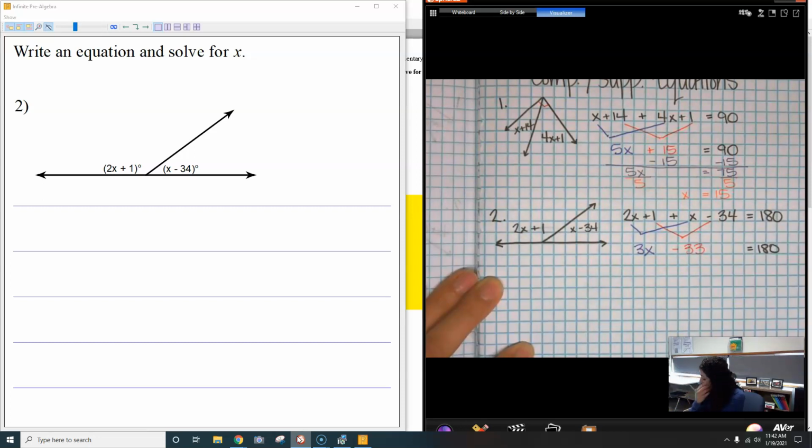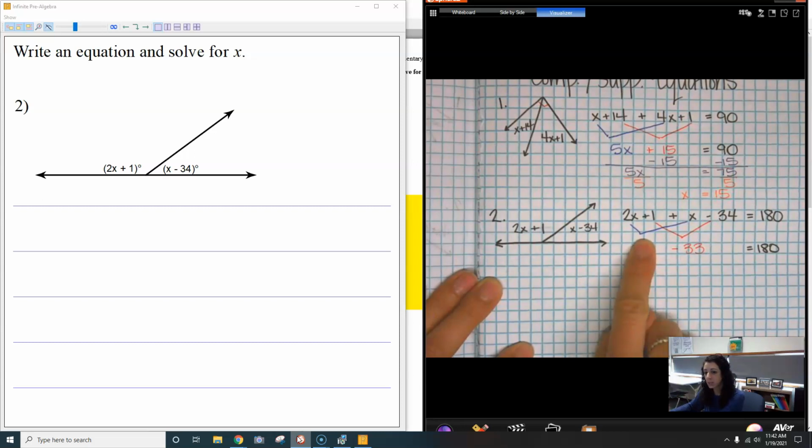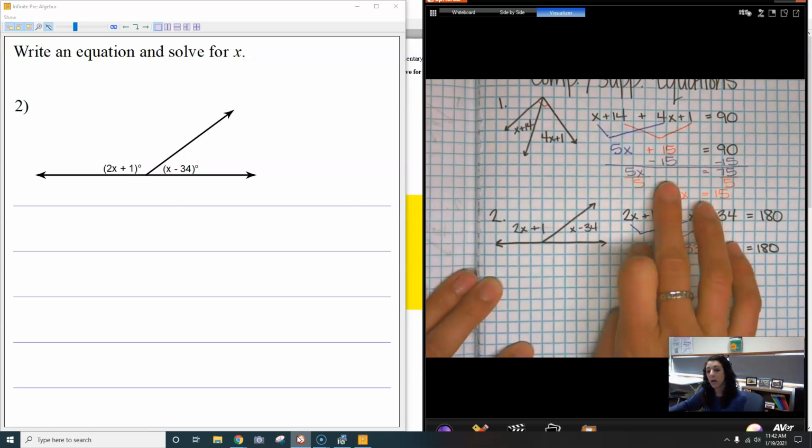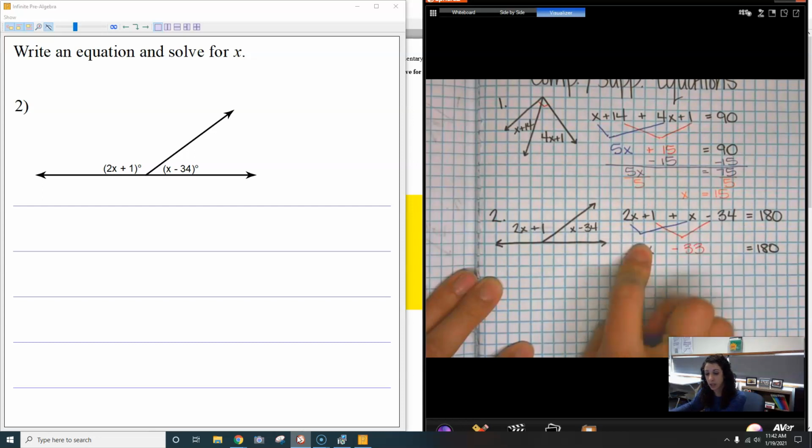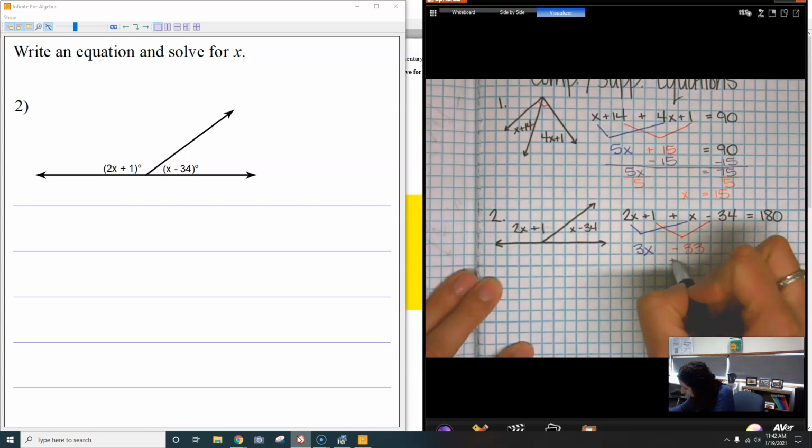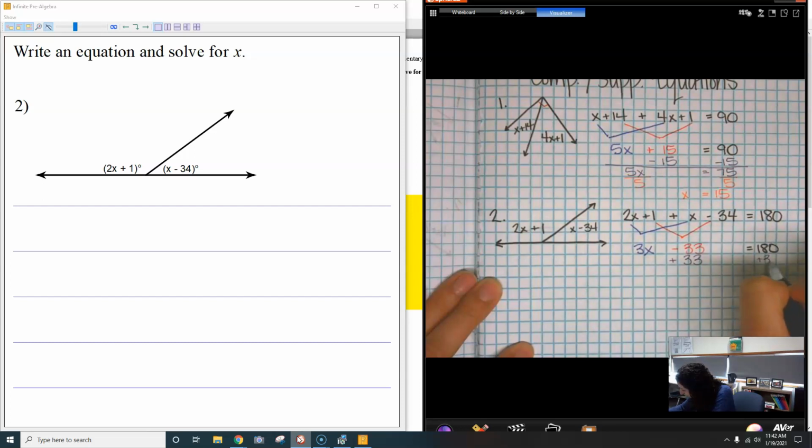Now this time, when I want to isolate my 3x, I put my finger over 3x just like I always do, but this time I have to get rid of a minus 33. Before I had to get rid of a plus 15, so I minus from both sides, because that's the opposite of addition. This time I have subtraction, and the opposite of subtraction is addition. So to get this 3x by itself, I need to get rid of a negative 33. To do that, I'm going to add 33 to both sides.